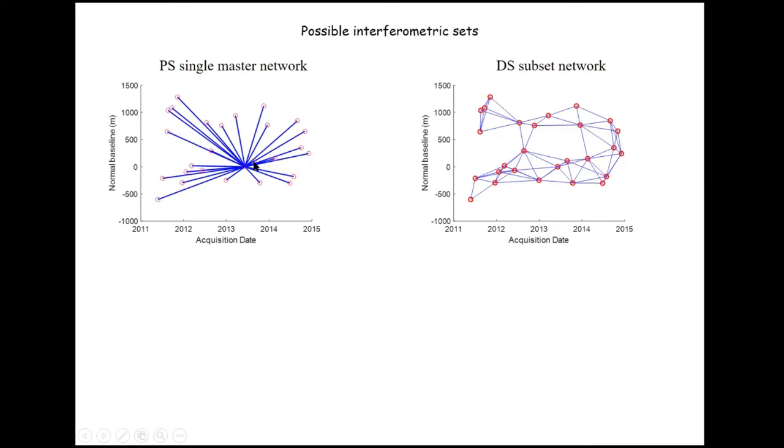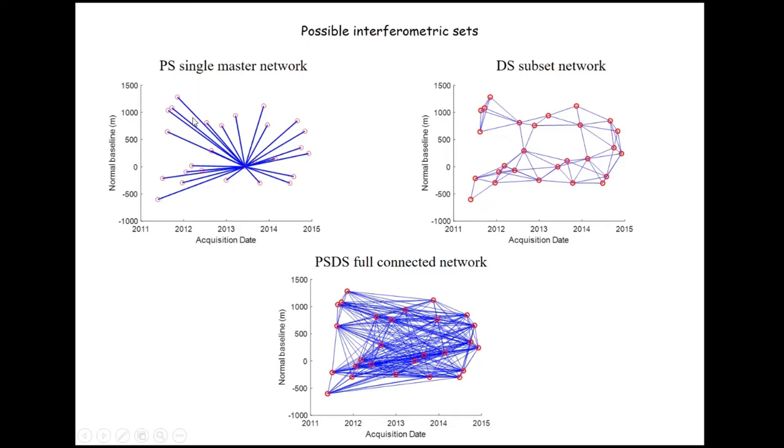Okay, so we move to this one. So here is the PS and here is the DS. The other one, recently developed, combines both methodologies. Here, they don't need to worry about anything for the master. They combine everything. So basically that is the way they can exploit all the information available to do the processing.